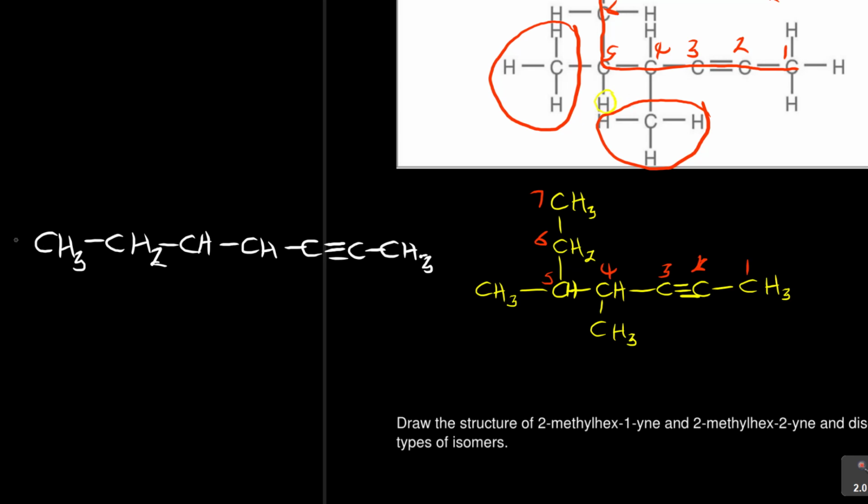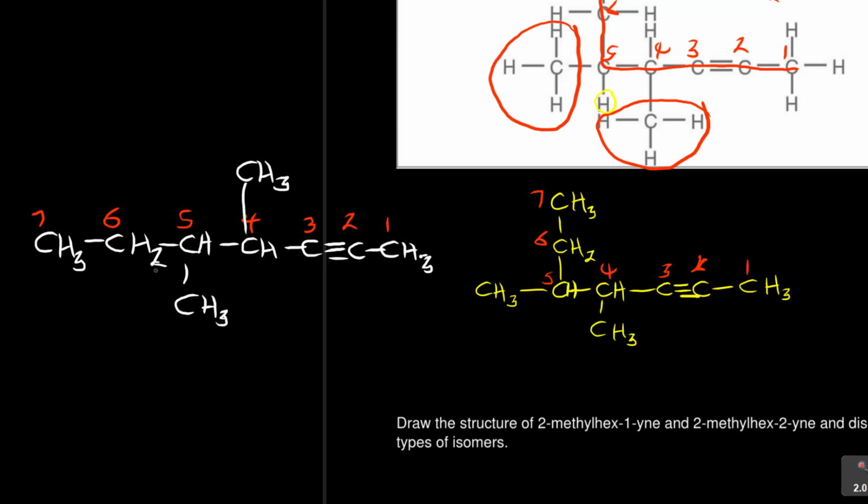Now this is carbon 7, carbon 6, carbon 5, carbon 4, carbon 3, carbon 2, carbon 1. See what I'm talking about there? You can do it like this. And then in carbon number 5, I've got a CH3, and in carbon number 4, I've got another CH3.